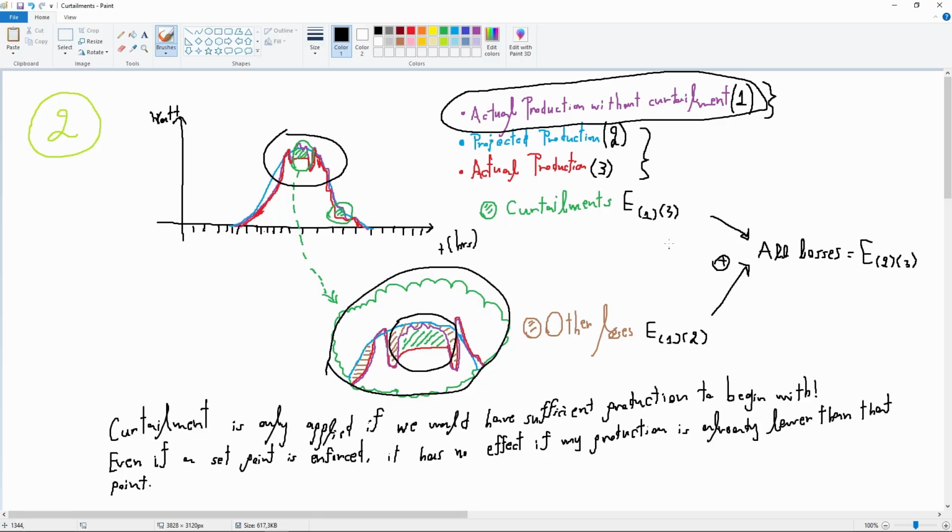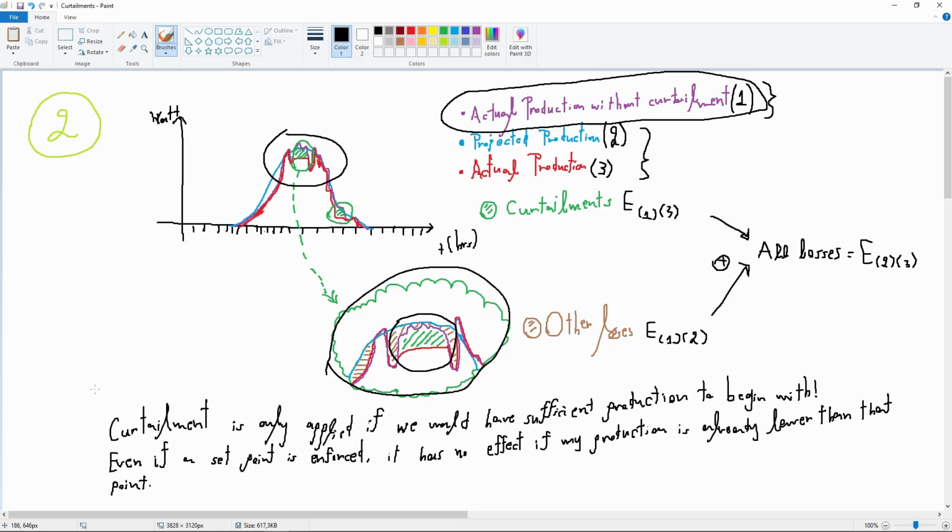And these are the surface areas of the first line and the second line. Of course, curtailments plus all the other losses, so every difference is considered all the losses in general. Curtailment is only applied if we have sufficient production to begin with. So even if the operator decides to enforce a set point, a maximum production point, it has no effect if my production is already lower than that point, which makes sense.